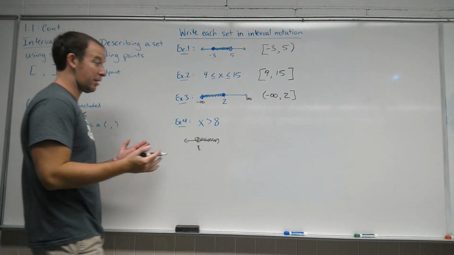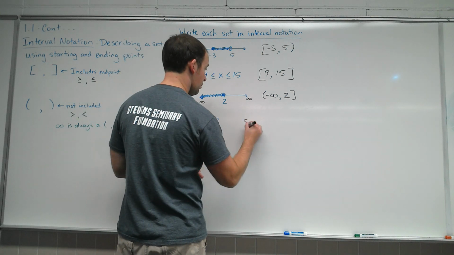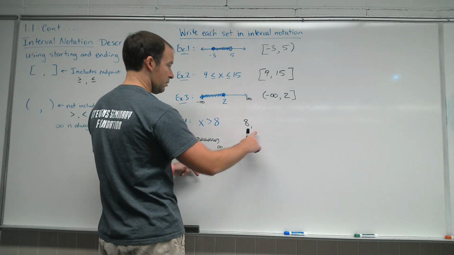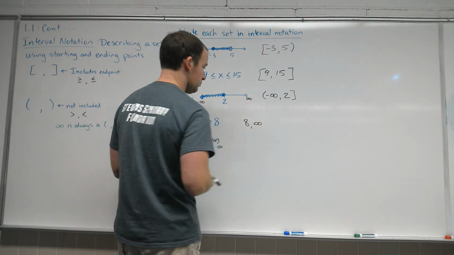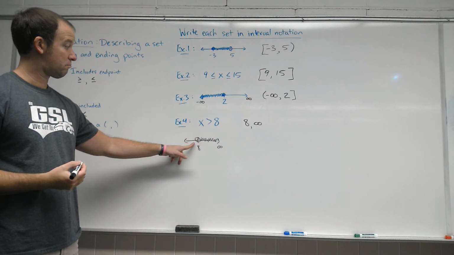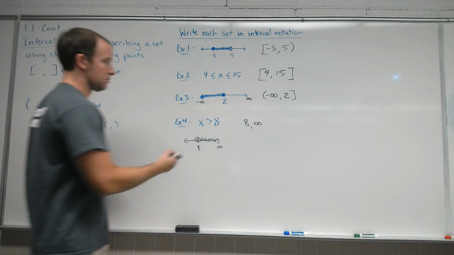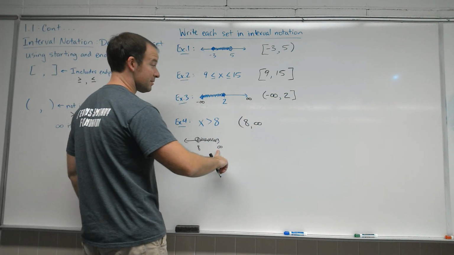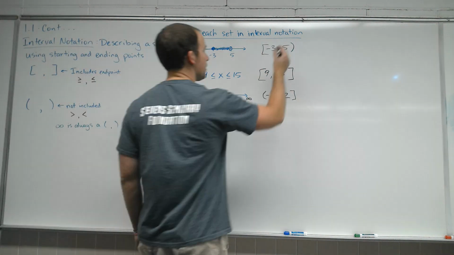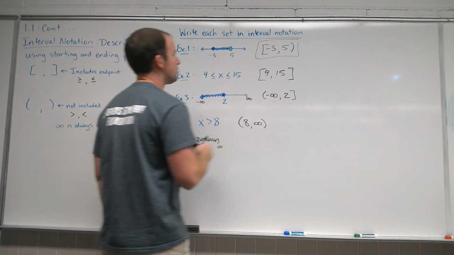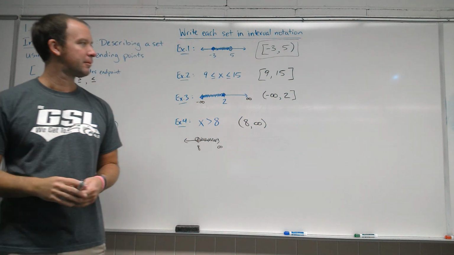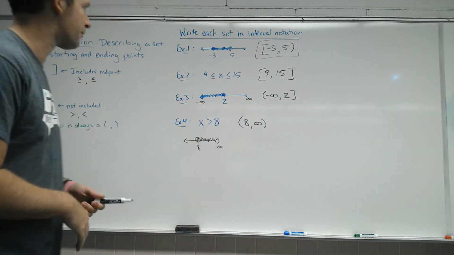So the set of numbers greater than 8 start at 8, and they go up forever. And if they keep going up forever, they're going all the way to infinity. Is the 8 included? Nope, it's not. Parenthesis. And infinity is never included. So there you go. Each one of these is an interval: starting point, ending point, and what's happening at those ends. And with a little practice, you can get used to interval notation pretty quickly.